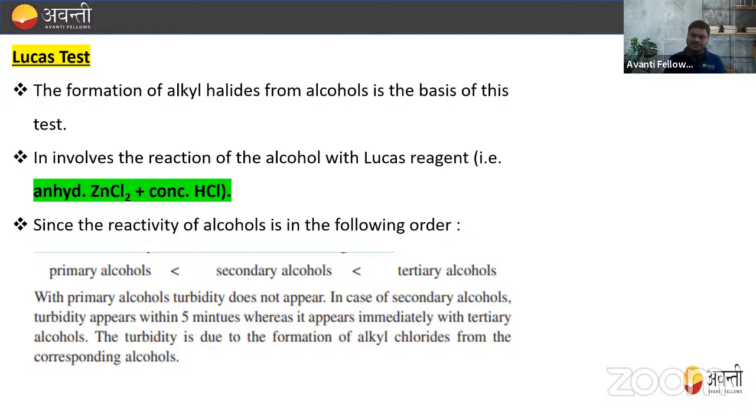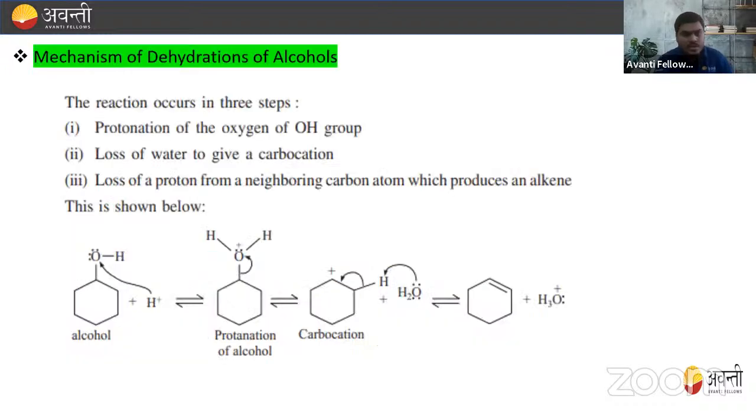So we can also say that if you treat primary alcohol, no turbidity will form. If you treat secondary alcohol, turbidity appears after 5 minutes. And if you treat tertiary alcohol with the Lucas reagent, turbidity appears immediately. So this is all about how the Lucas reagent reacts with different alcohols. The reactivity of tertiary alcohol is much higher compared to primary and secondary, right? So this is all about the Lucas test. I hope this is clear to all of you.